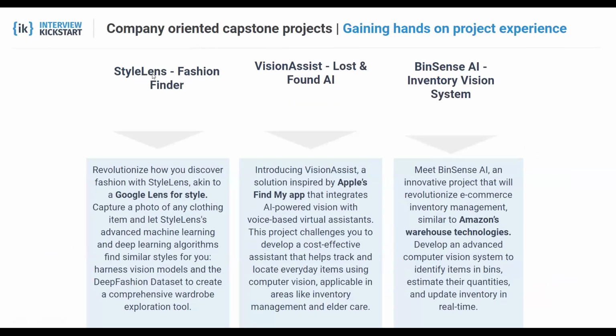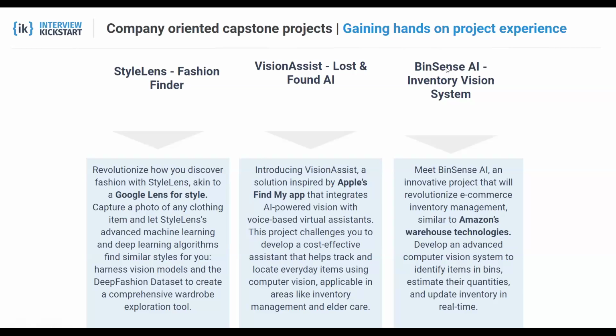So these are some of the capstone projects from both our data science and machine learning program. You have the Style Lens fashion finder, which is similar to a Google Lens, right, where you can capture a photo of any, say, clothing item, and Style Lens' advanced ML algorithm basically uses a lot of CV and image generation and these image models to actually classify and build a comprehensive wardrobe exploration tool.